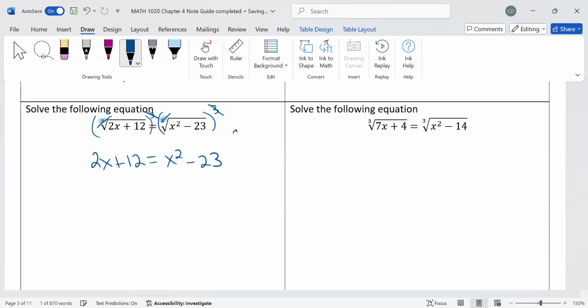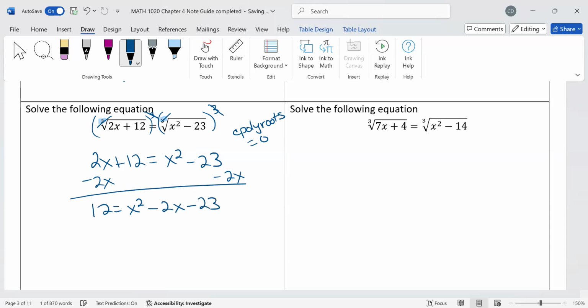All right, now from here, we see our highest power is a square. That means we can use C poly roots. But to use that, it has to be equal to 0. So let's move everything to one side. So let's move the 2x. And then move the 12 because we want the whole thing equal to 0. The order of the terms doesn't matter. Negative 23 minus 12 is minus 35.